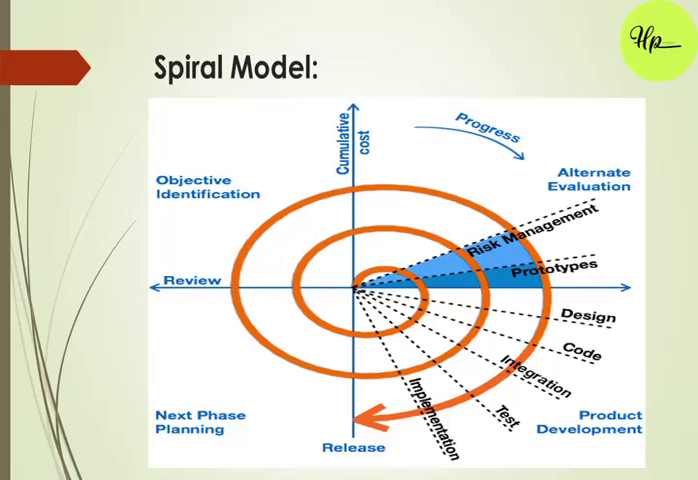In the baseline spiral, when the product is just thought of and the design is being developed, a proof of concept is developed in this phase to get customer feedback. Then in the subsequent spirals, with higher clarity on requirements and design details, a working model of the software called build is produced with a version number. These builds are sent to the customer for feedback, evaluation, and risk analysis. Risk analysis includes identifying, estimating, and monitoring the technical feasibility and management risks, such as schedule slippage and cost overrun. After testing the build, at the end of first iteration, the customer evaluates the software and provides feedback.